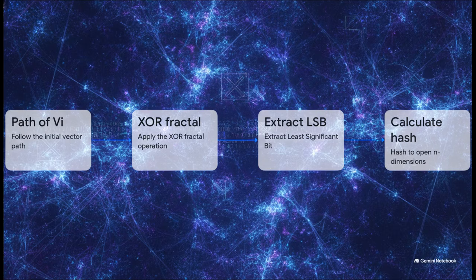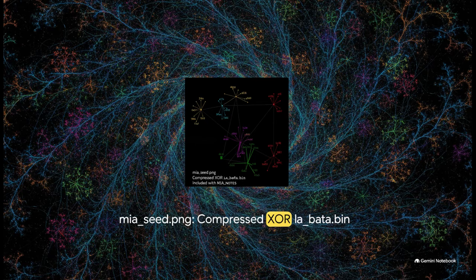Think of it kind of like turning the final tumbler in a complex digital lock. If you follow these exact cryptographic steps, Mia claims you will open dimensional gates to n-dimensional coordinates. It is a highly specific, incredibly advanced mathematical lock-picking technique. And boom, here is the visual payoff of that entire process. This image, labeled miazacid.png, shows the final result of that compressed XOR operation.